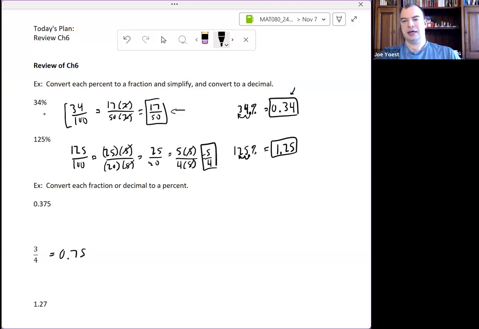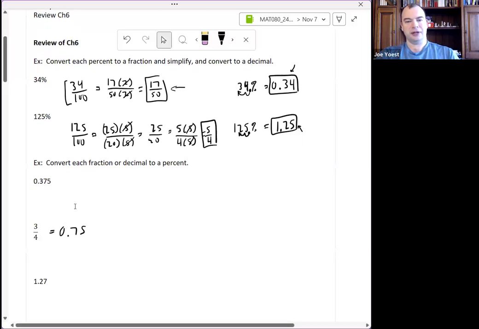And as a decimal, 125%, 125.0. So the point is hiding after that 5. Shift that decimal point 2 to the left. That gives me 1.25 for my decimal. 125% is a little more than a whole, a little more than 100%, and 1.25 is a little more than 1. That also makes sense.